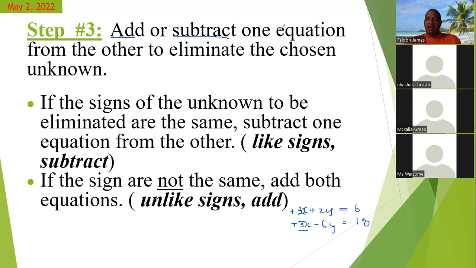Now, what about if these were two negatives? What would you do? Add or subtract? The answer, sorry, it would be the same: subtract, because the two unknowns have the same sign. So once the unknowns that you're eliminating have the same sign, you're subtracting, right? And you're subtracting all the terms of one equation from the other equation, right? Is that clear to you now, Ms. Tarty? Yes, sir, I'm getting it.